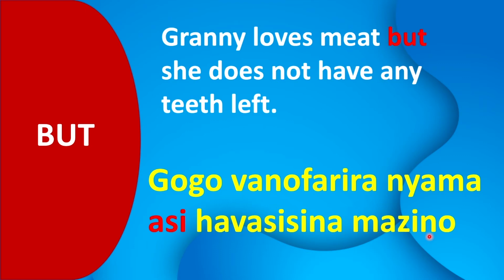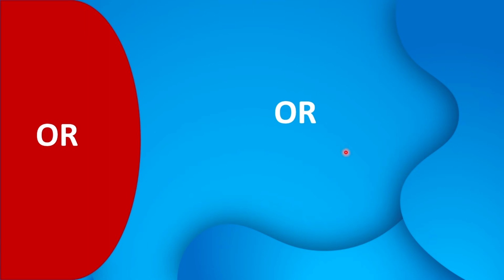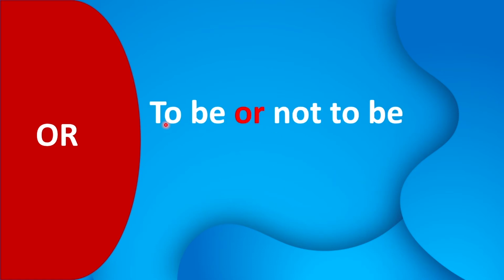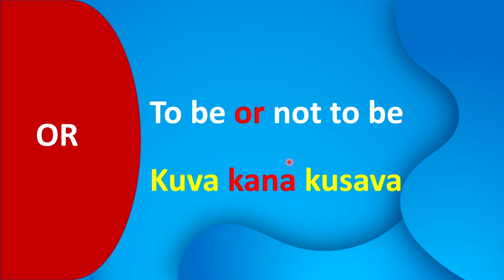I hope that's clear. The next conjunction is or, which is translated to kana. Kana. Okay, let's do some examples. To be or not to be. The Shona translation, kuva kana kusava. To be, it's kuva, or kana. Not to be, kusava. Hope that's clear.